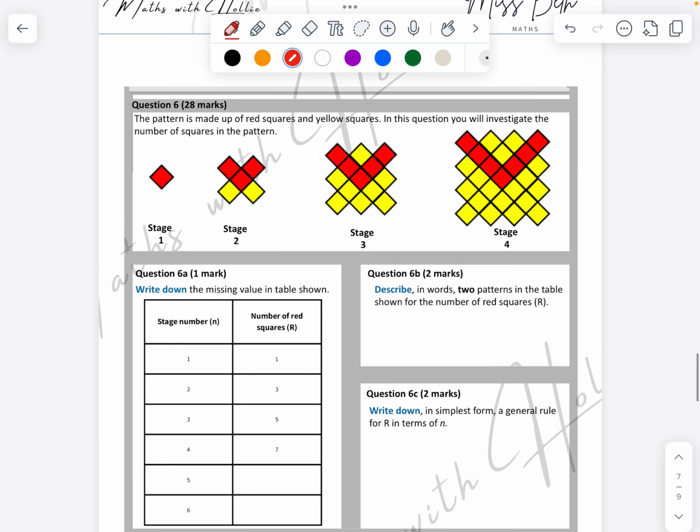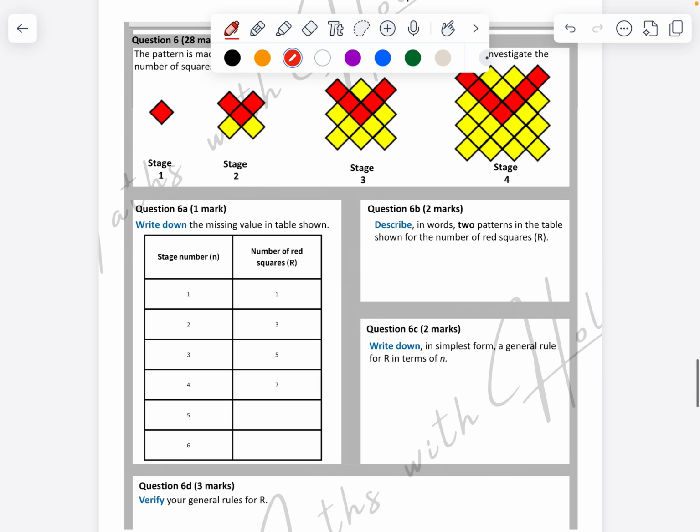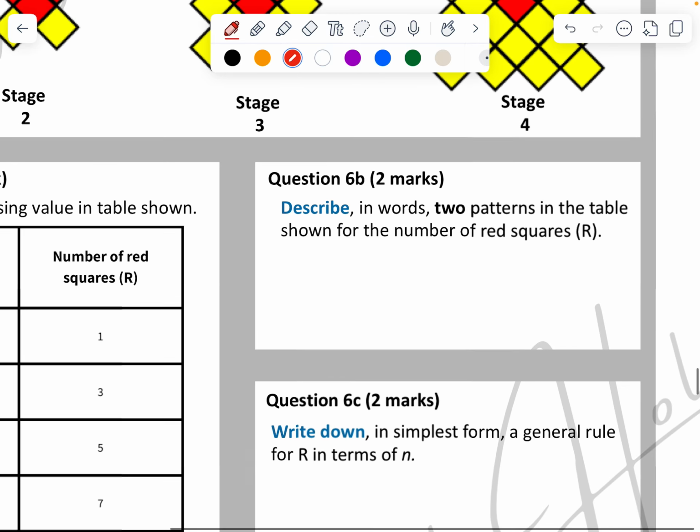Right, let's move on to the last question then, which is 28 marks, and you all should know these questions by now. So we've got a pattern with some red squares and yellow squares, and we're going to investigate the squares in the pattern. So if we go down for 1 mark, it wants me to fill in the missing values in the table, and it's just looking at the red squares, which go 1, 3, 5, 7, so that's going to be 9 and 11.